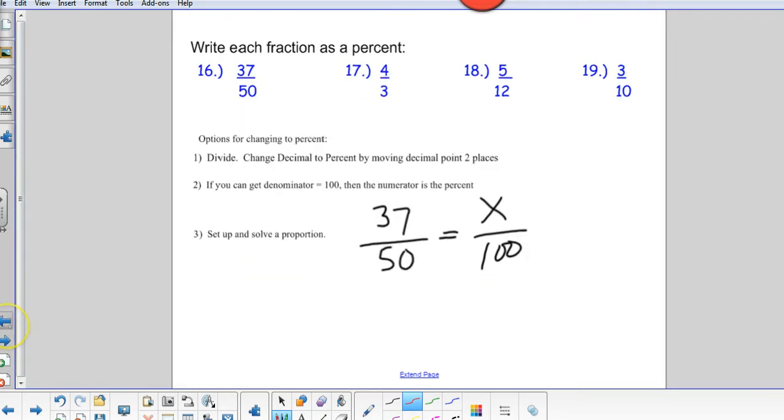And I think one of the last things we do, we're going to change this fraction to a percent. I can do a couple different ways. I can just divide it. If I divide on my calculator 37 divided by 50, I get 0.74, so 74%. If I can get the denominator equal to 100, then the numerator is the percent. And so if I multiply by 2 over 2, it becomes 74 over 100. So it's 74%.